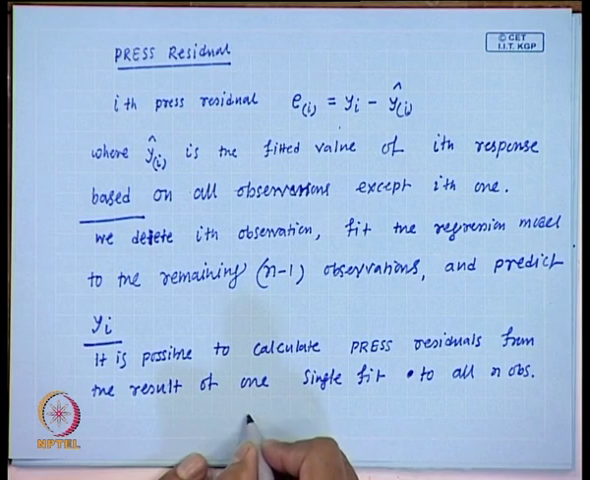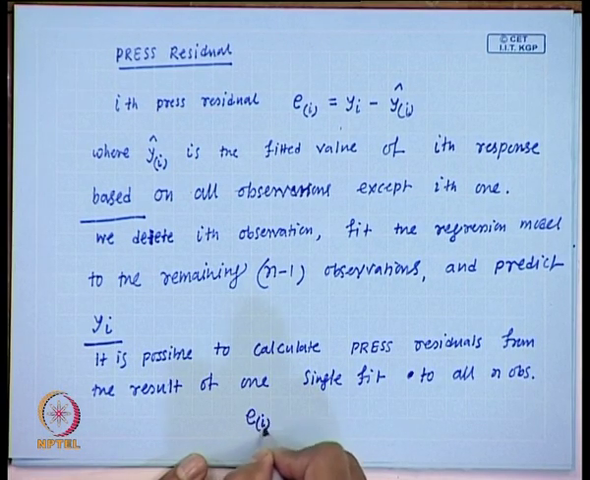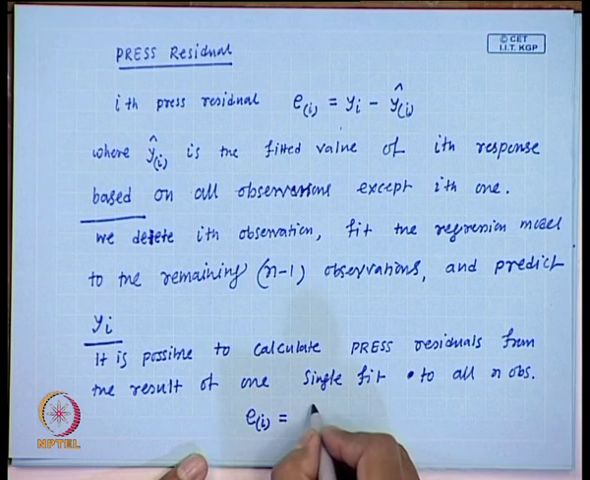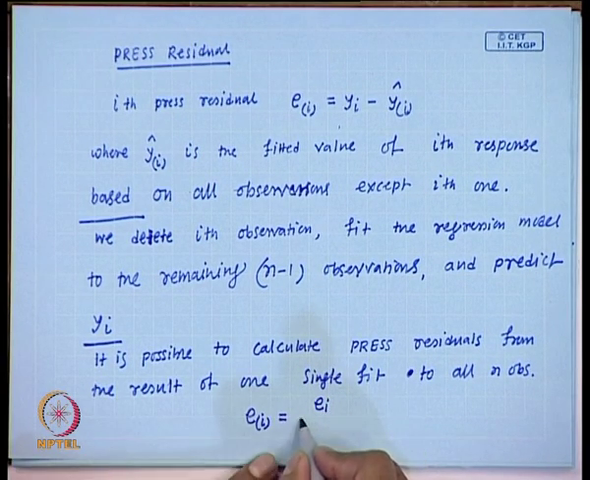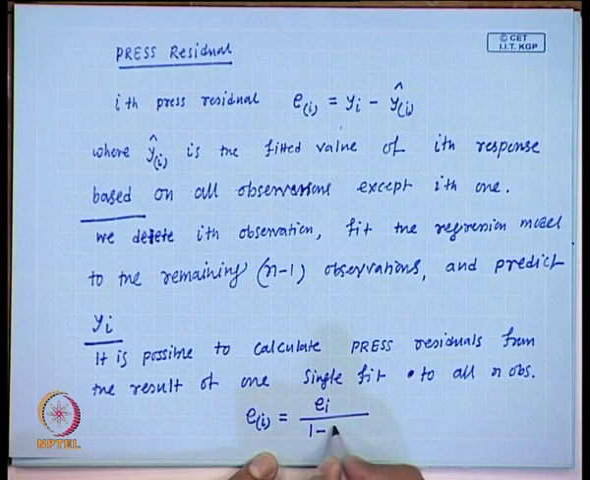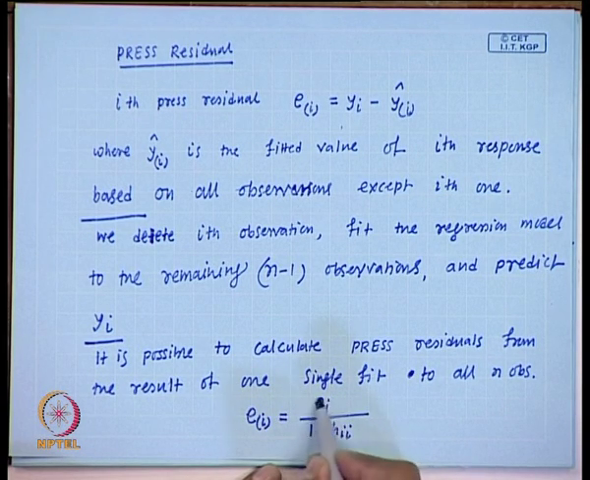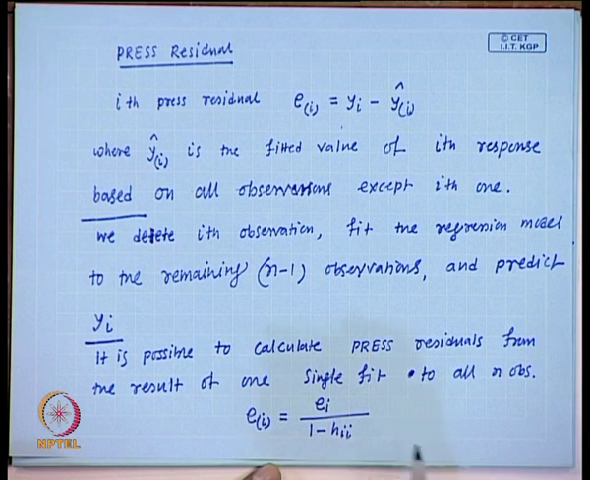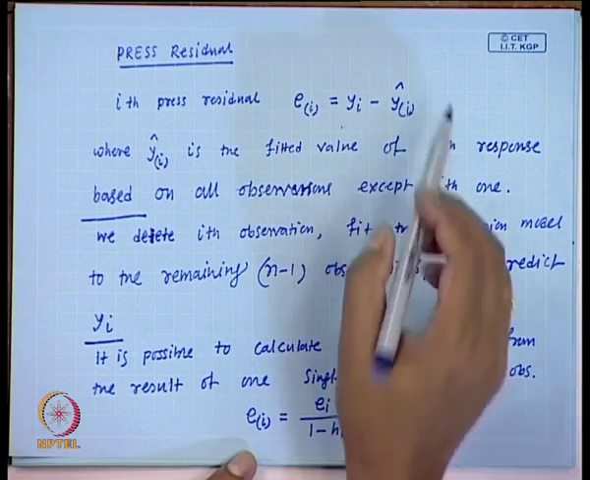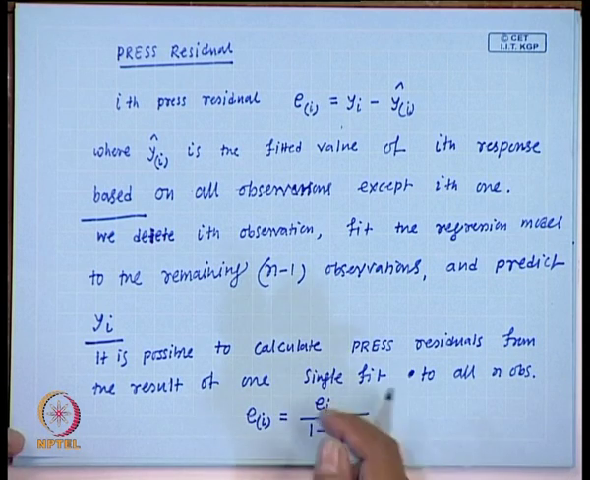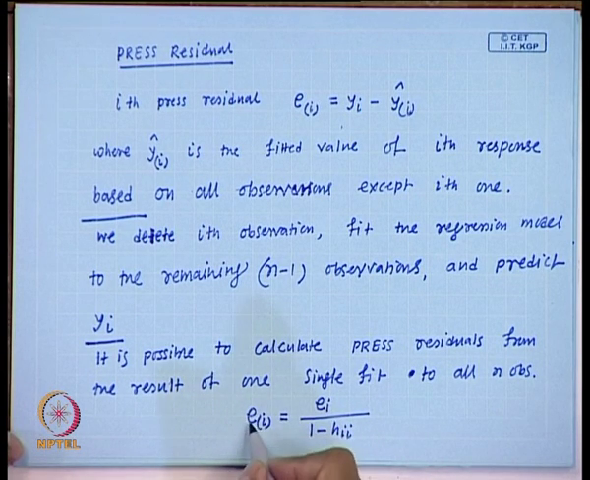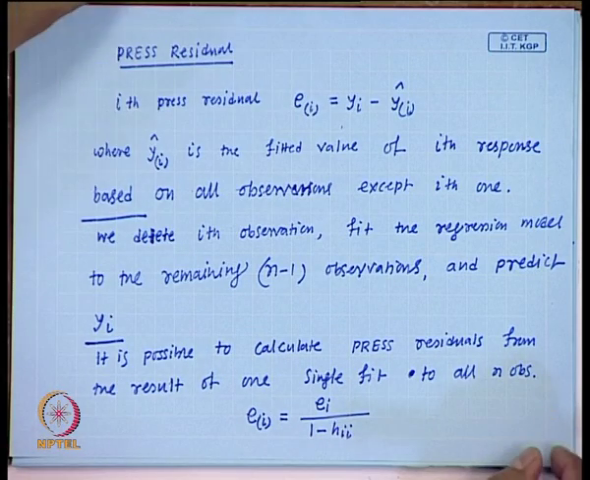It can be proved that e(i), the ith PRESS residual, is equal to e_i divided by 1 minus h_ii. Just recall that this e_i is the regular residual, and h_ii is the ith diagonal element of the hat matrix. Okay. So, this is how we calculate the PRESS residuals e(1), e(2) up to e(n).